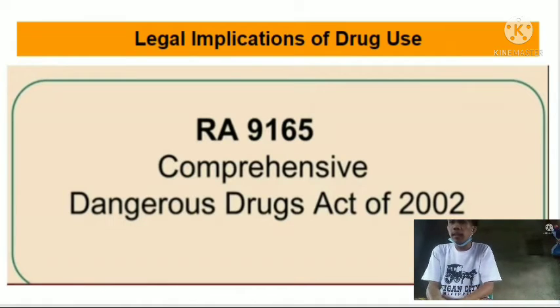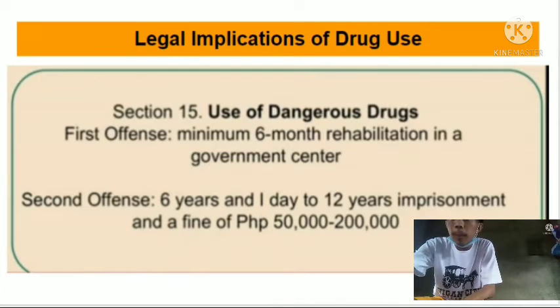We have a law, and that is RA 9165, which is the Comprehensive Dangerous Drugs Act of 2002. We're just going to look at a very important provision in that, and that is Section 15, Use of Dangerous Drugs. First offense: minimum 6-month rehabilitation in a government center. Second offense: 6 years and 1 day to 12 years imprisonment and a fine of 50,000 pesos to 200,000 pesos.